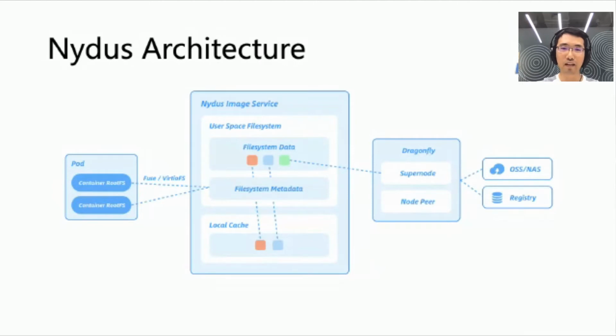After we download a chunk of data to the local file system, we can avoid future network access by just accessing it locally.